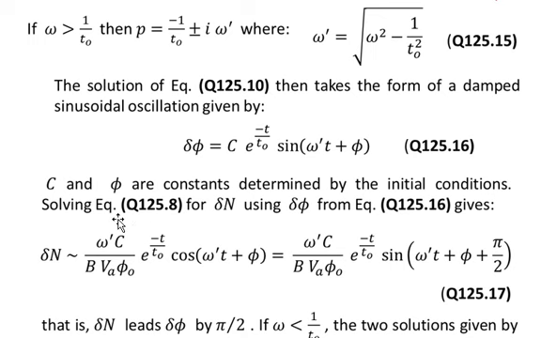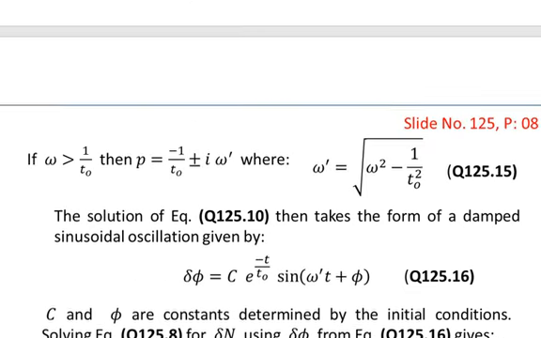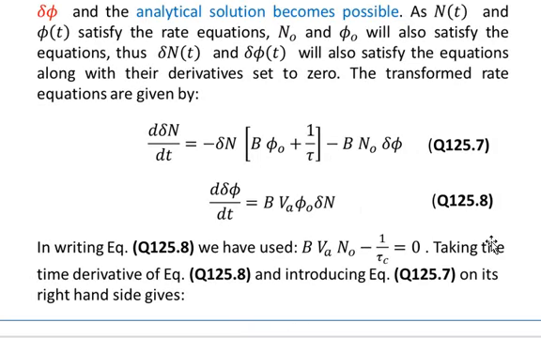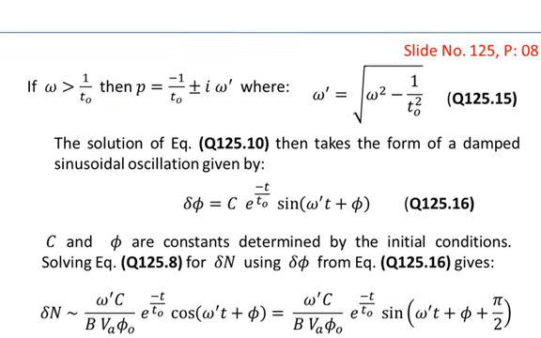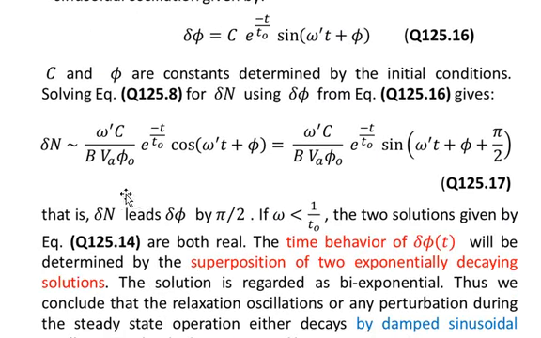Now let's solve equation number 8 for delta n using delta phi from equation number 16. If you use delta phi from equation number 16 in equation number 8, which is this equation, you can find out the value of delta n also. So the solution for delta n becomes equal to this one. So if delta phi has a solution like this one as shown in equation number 16, then using equation number 8 we can show that delta n, that is the small change in population inversion, will satisfy this condition.